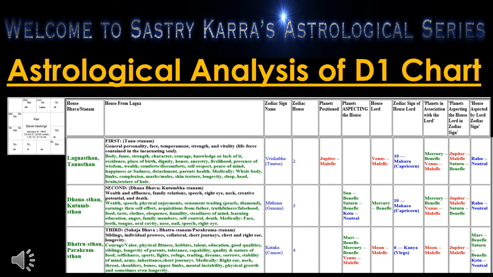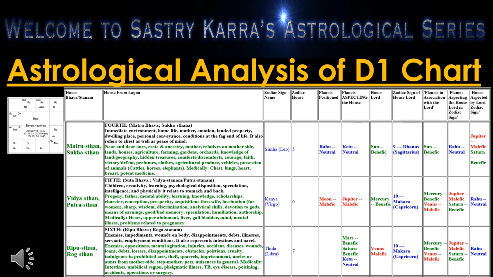Having said the first 3 houses, let's go to the 4th house. The 4th house is Matrubhava and Sukhasthanamu, and it talks about home life environment, the native's mother, the landed property, what property the person owns, and personal conveyances. Medically, it talks about your chest, lungs, and heart.